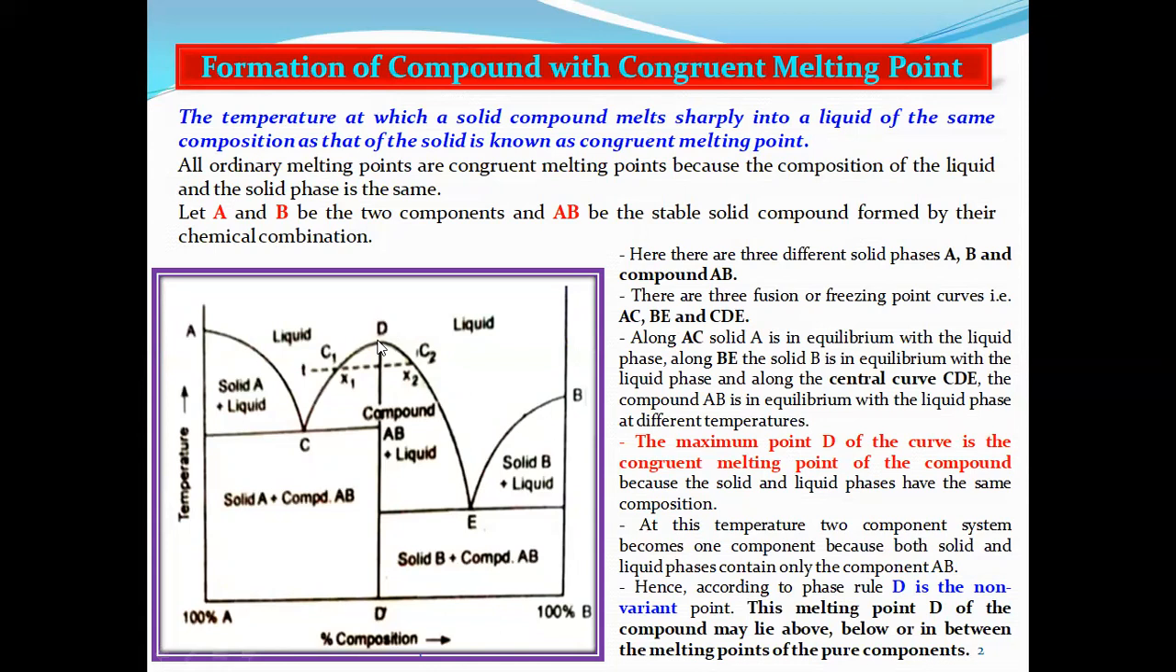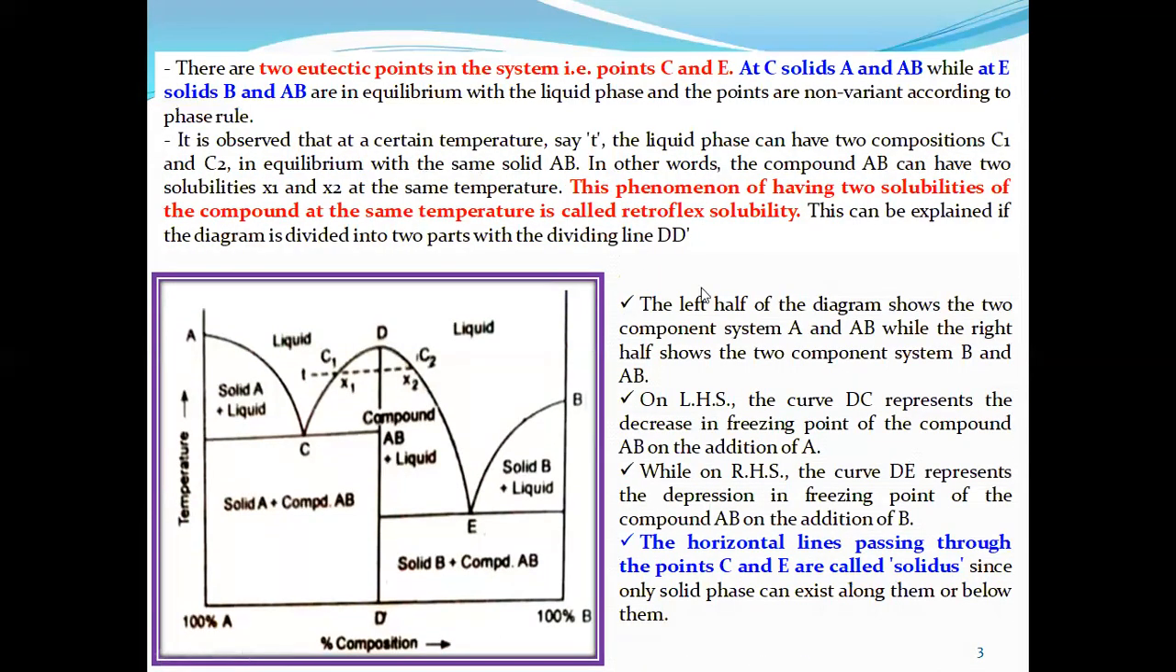This melting point D of the compound may lie above, below, or in between the melting points of pure component A or pure component B. Let us go further. There are two eutectic points, C and E. At point C, solid A and compound AB, while at point E, solid B and compound AB, are in equilibrium with the liquid phase, and these points are non-variant according to the phase rule.